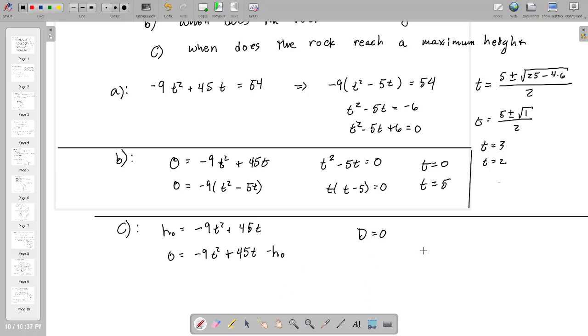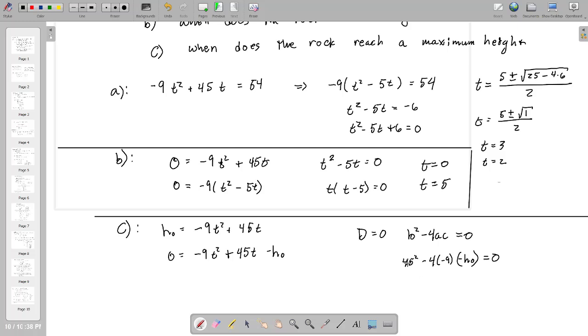So we know that the discriminant is equal to 0, which means that b squared minus 4ac is equal to 0, where our a is negative 9, our b is 45, and our c is negative h sub 0. So if we plug these in, we should get 45 squared minus 4 times negative 9 times negative h sub 0 is equal to 0. Now all we have to do is solve for h sub 0.